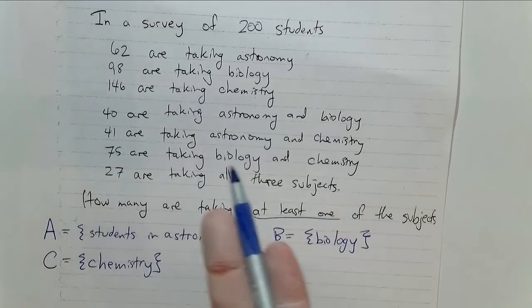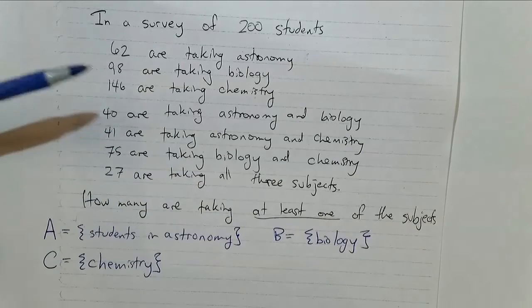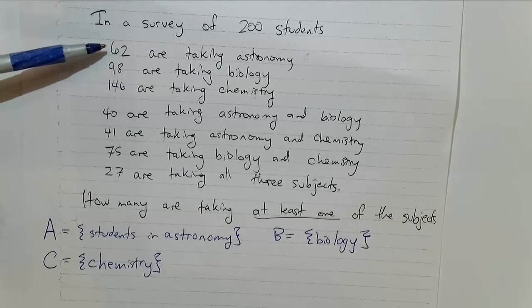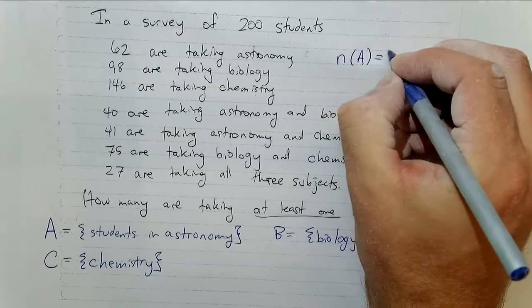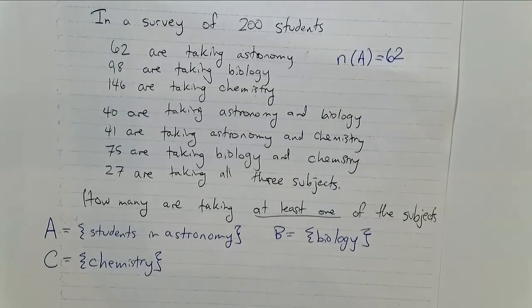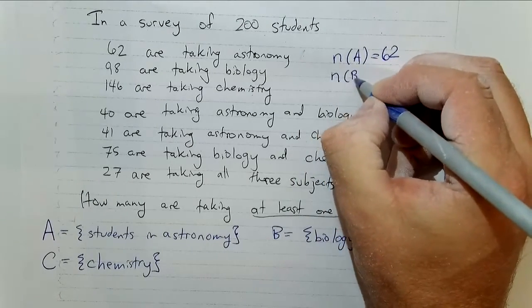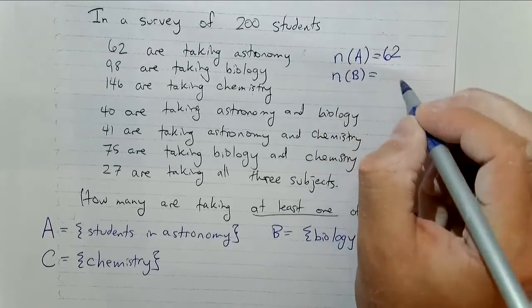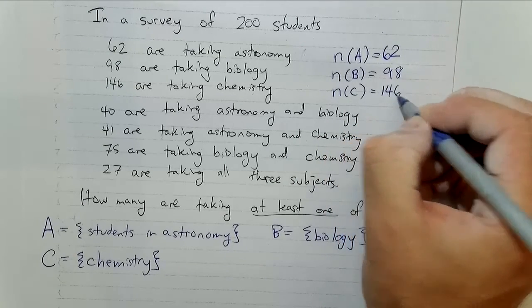And if I go through this, you can see, really what this 62 is telling you is that N of A is 62, right? It's the number of people taking astronomy. And so a lot of these questions are kind of the same. You just need to identify what the question's telling you. So N of B is 98. N of C is 146.